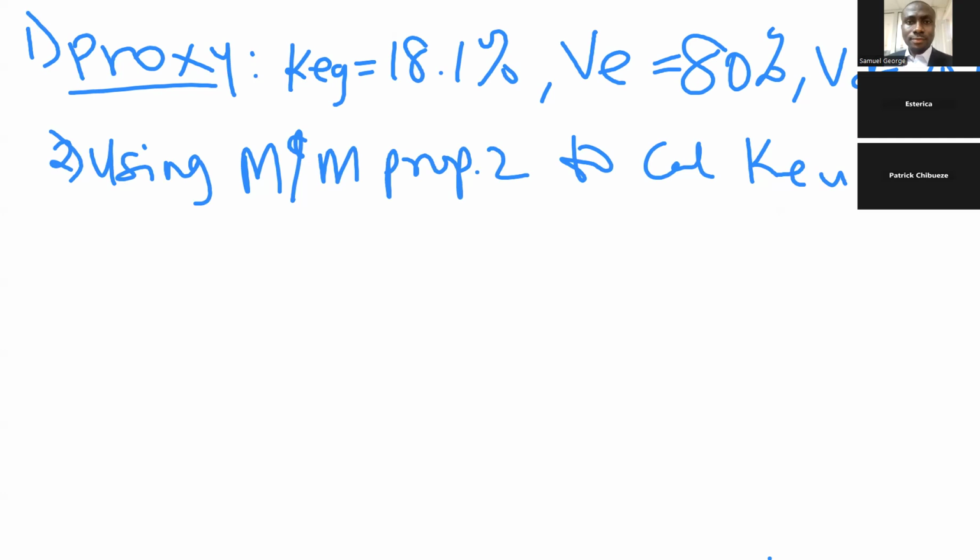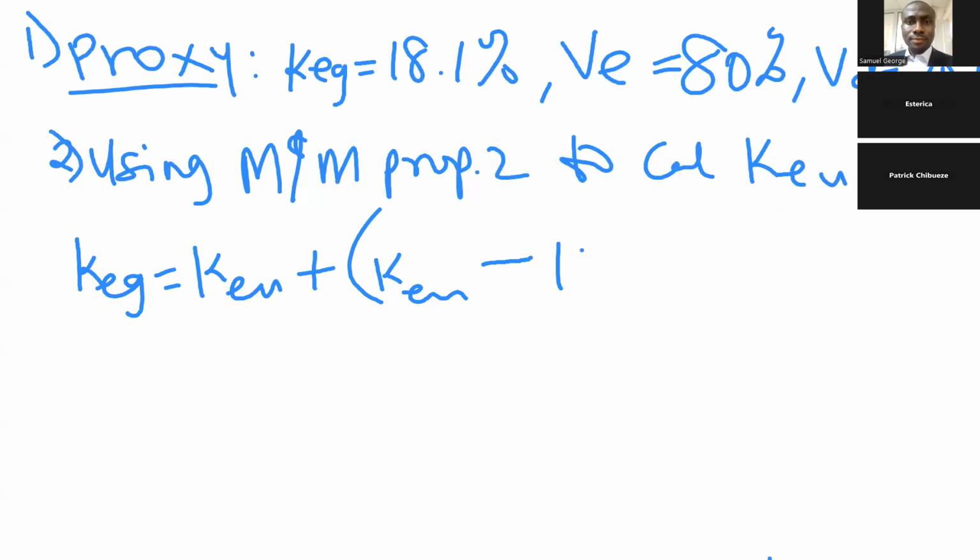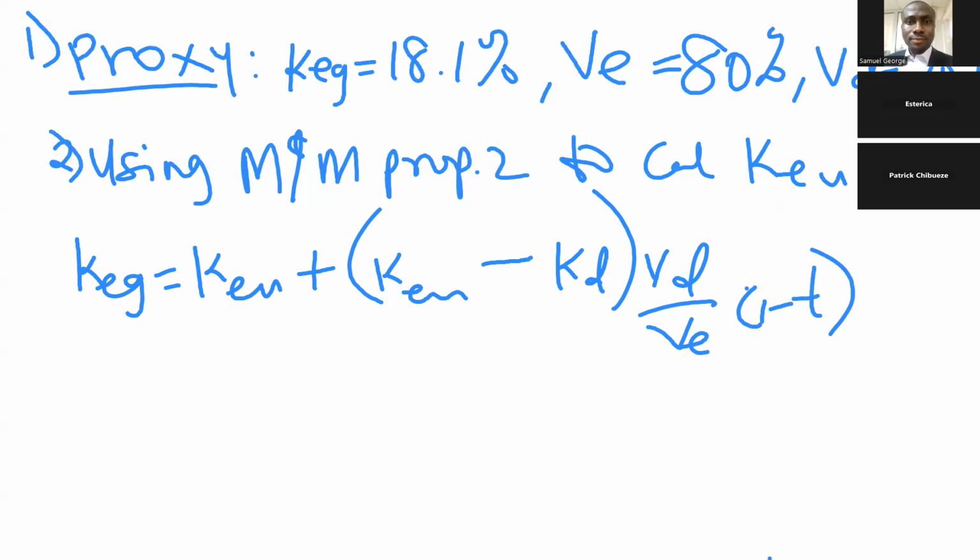Yes, KEG, that's in it. Okay, good. That's the first formula, am I right? KEG equals KEU plus (KEU minus KD) times VD divided by VE, times (1 minus T). So that is the formula.